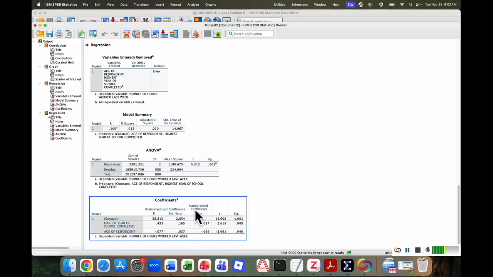So if we look at the standardized coefficients, this allows us to compare the relative strength of the relationship. So we can see the direction of the relationship, just like with correlations. A positive means if one goes up, the other one goes up. So as highest year of school increases, then what also increases is the number of hours worked last week. However, for age of respondent, we can see that as the age of the respondent increases, the number of hours worked last week decreases. These are both reliable, even though they are relatively small effects.